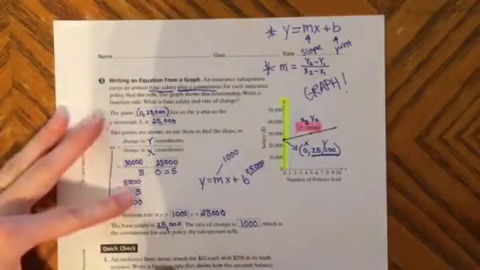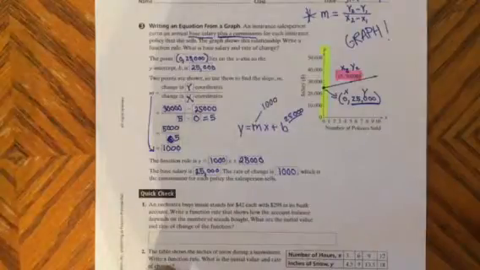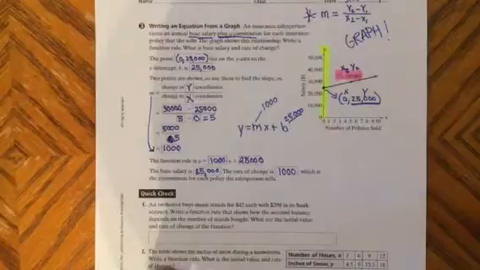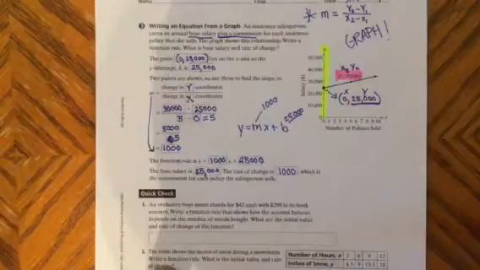Okay, let's go over the quick check problems, and Miss B is going to pull this out carefully. All right, the first one reads, an orchestra buys music stands for $42 each with $298 in its bank account. Write a function rule that shows the account balance depends on the number of stands bought. What is the initial value and the rate of change of the function?